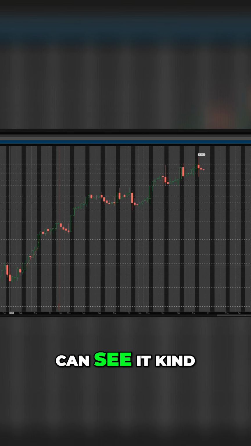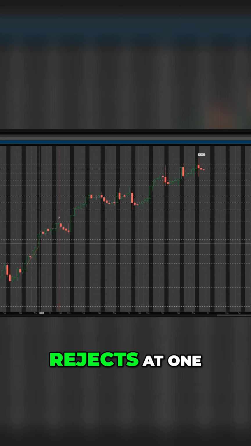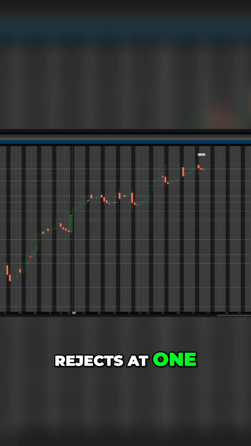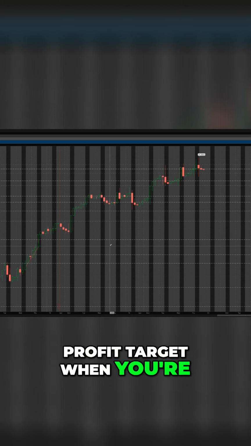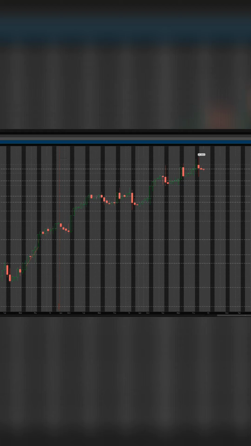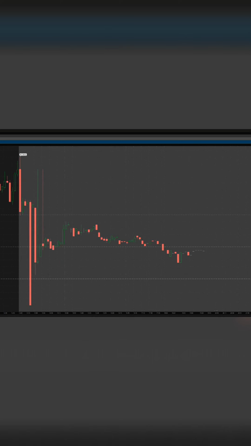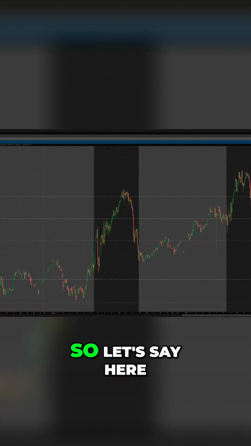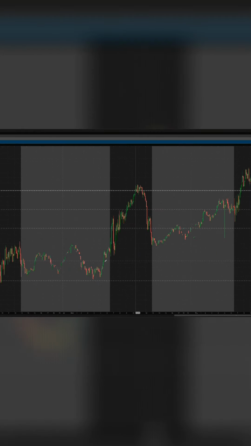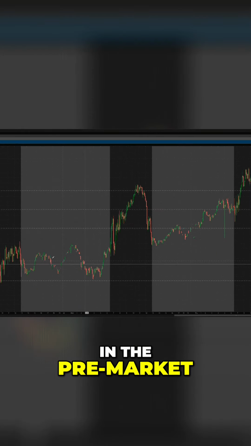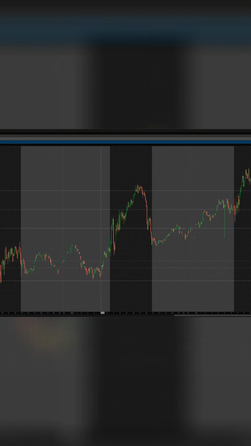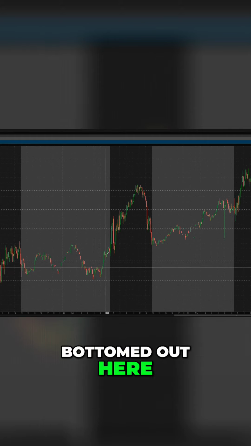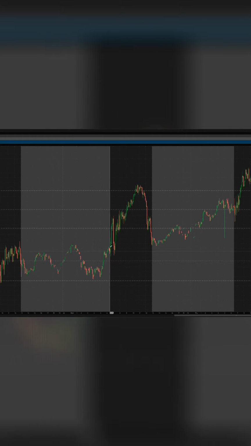Okay. You can see price kind of bounces around these ranges. Breaks out, rejects at 1. Each level, based on historical price, can give you a profit target when you're in the trade. So let's say here, for example. So you can see in the pre-market, we kind of bounced off this support area 3 times. Finally bottomed out here, and then you can see it bouncing going up.